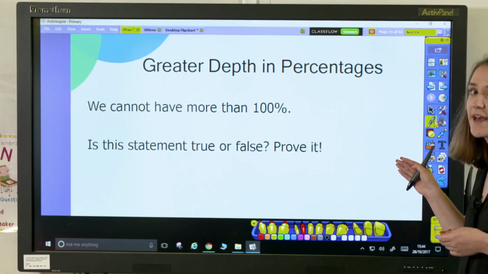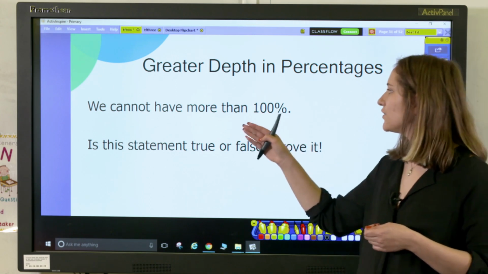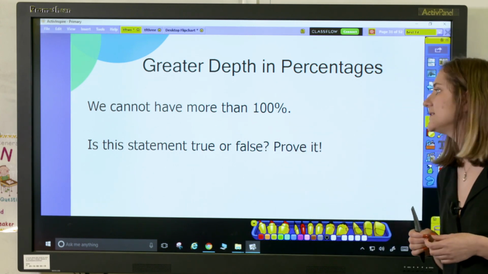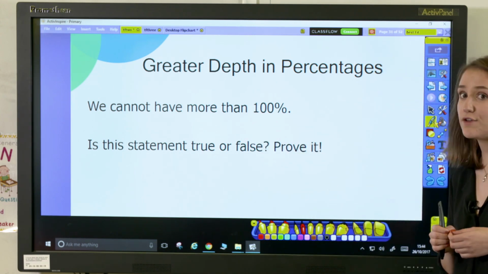This first problem requires reasoning. It says, we cannot have more than 100%. Is this statement true or false? Prove it. It's a good idea to give your pupils some time to discuss the problem. Do they agree or disagree, and can they explain their reasoning?